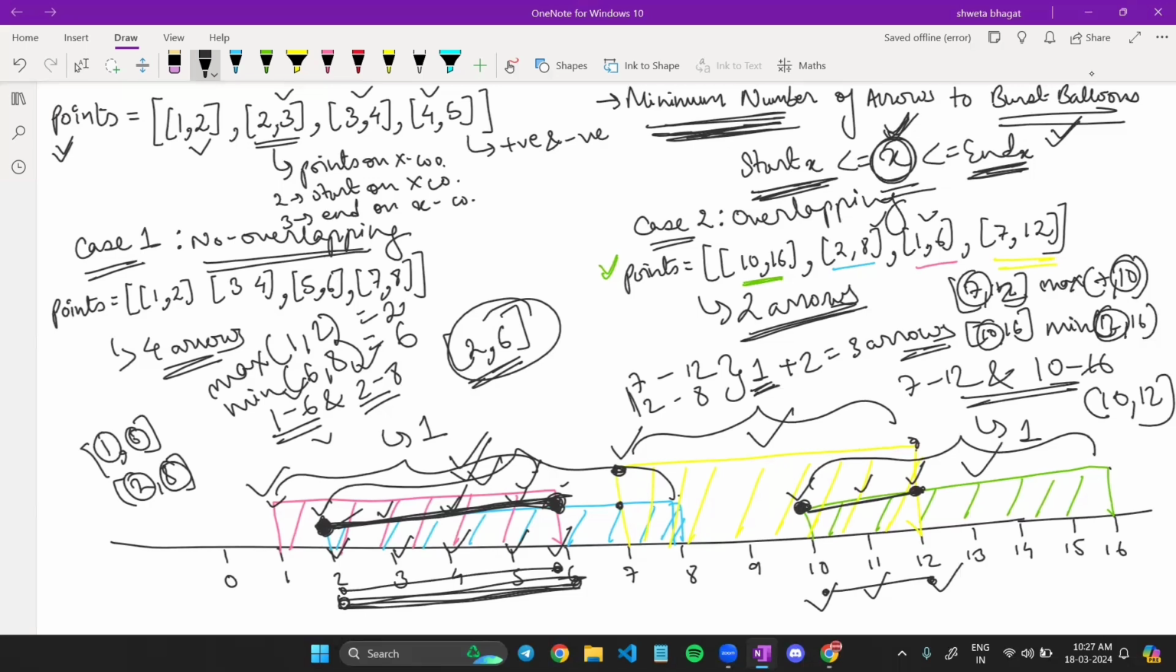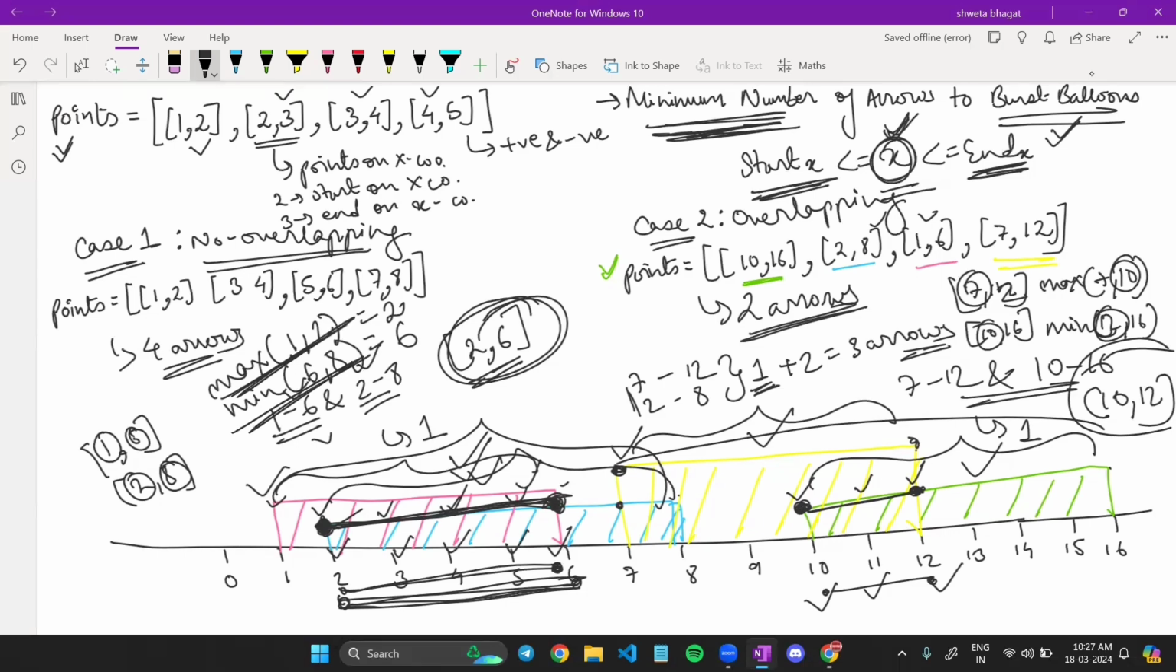Because we want to know at which interval we should shoot the arrow in order to burst all the balloons, correct? So we saw that for bursting these two balloons, it should be this. And for bursting these two balloons, it should be this, right? And how are we going to find that interval? We are going to find that interval by finding the max of the start of both of them and by finding the min of the end of both the intervals, correct? And now we have discussed the second case as well. So let's quickly do a dry run for this test case.